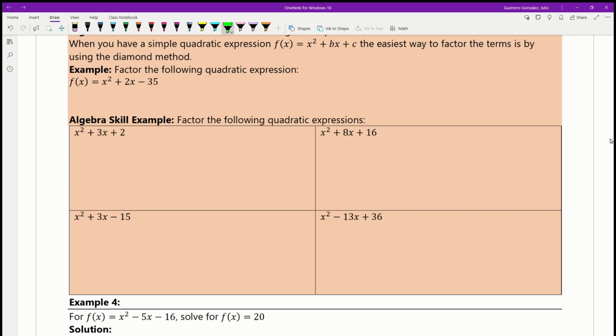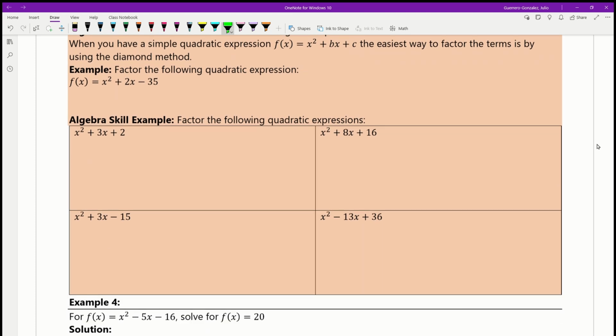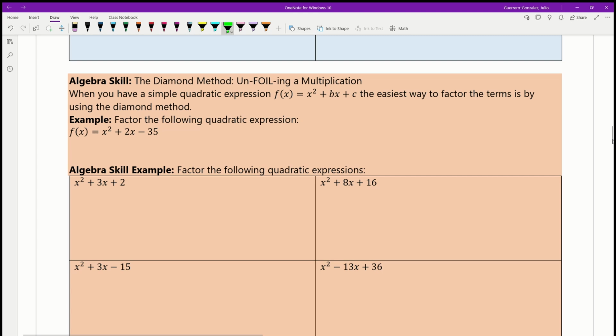Next thing I need to cover, something that I think we need to all cover, is an algebra skill. Some of you guys might remember this called the diamond method or reverse foiling. The mathematical term is factoring. We're going to factor simple quadratic equations. This is something that we're going to be using on a regular basis throughout the course. Hopefully you guys remember this. I'm going to cover it. It sounds super complicated, like I said before, but it's something that you guys should remember from high school.